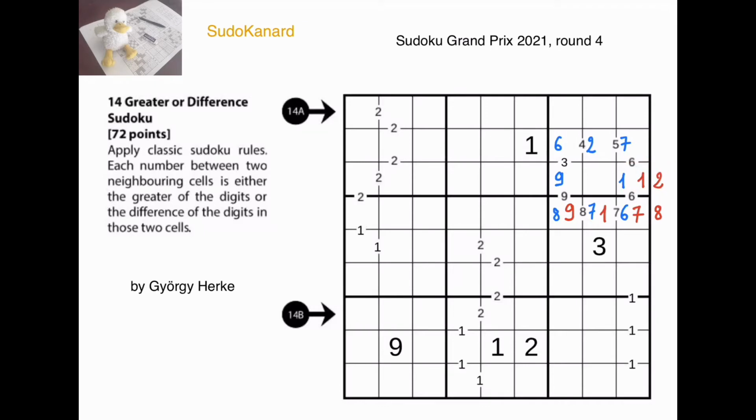But now 6 can't be the difference because it would repeat the digit that is here. So 6 has to be the bigger digit in both cases. Now 5 can't be the bigger digit, so it has to be the difference, and it makes a 1 that repeats with this one. So we now know that the red scenario is not the right scenario, and all those blue digits are the correct ones. So that's a neat start.